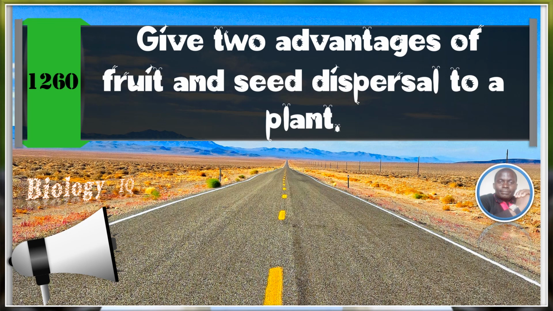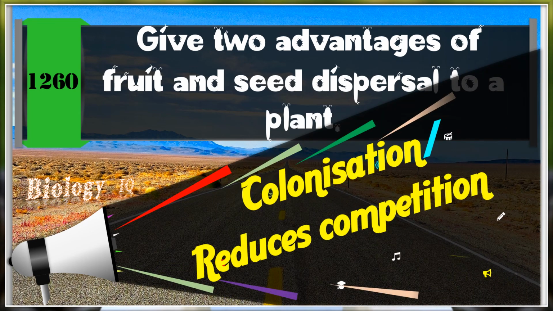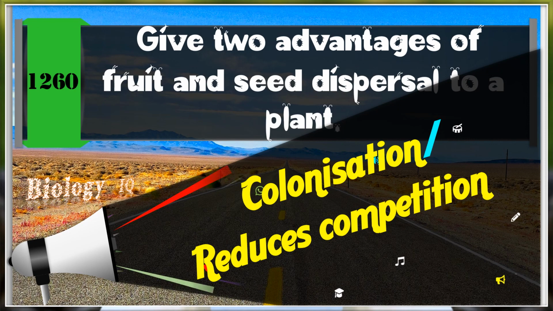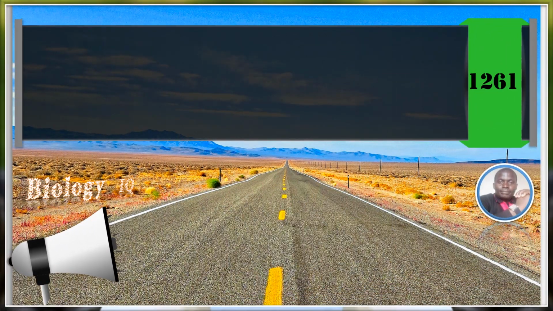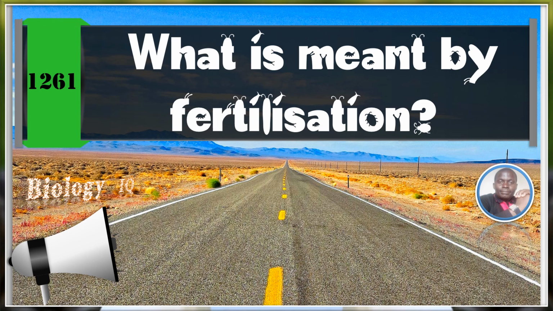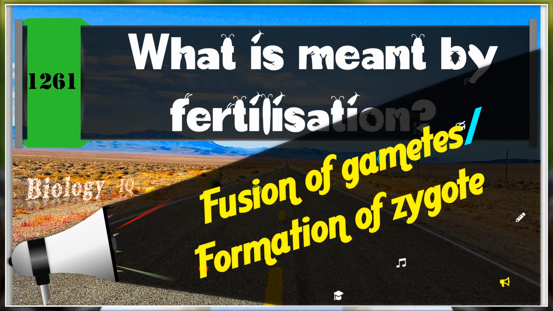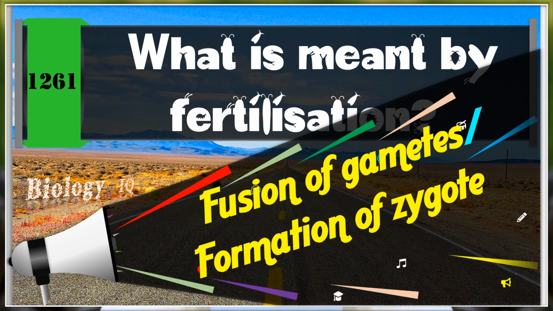Give two advantages of fruit and seed dispersal to a plant. Colonization and reduces competition. What is meant by fertilization? Fusion of gametes or formation of zygote.